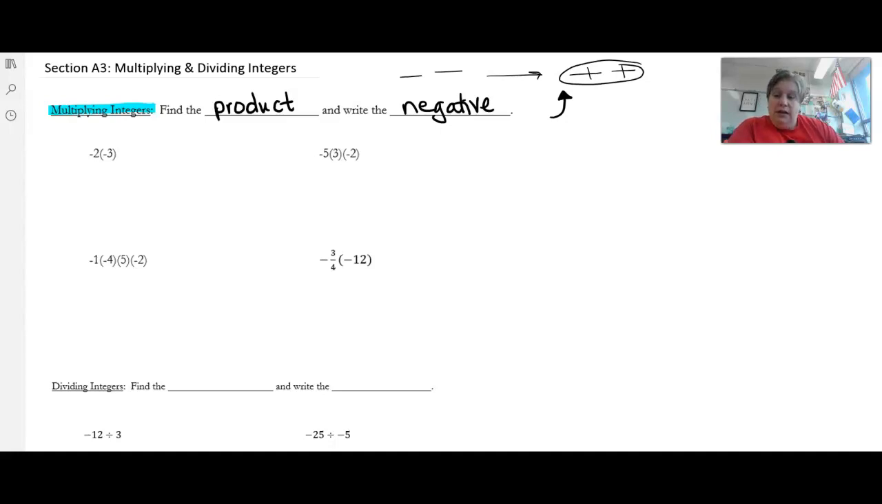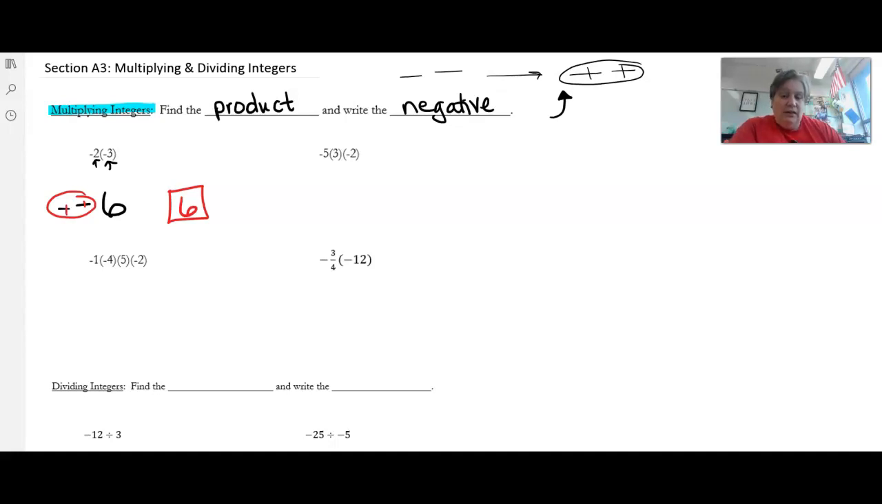So for this one, I just focus on the numbers 2 and 3. So 2 times 3 is 6. And if you notice, there's 2 negatives touching, so I can circle and make them positive. And so my answer is just a positive 6. You can leave the answer like this, or you can go ahead and box it in. Some people like to have it clean.